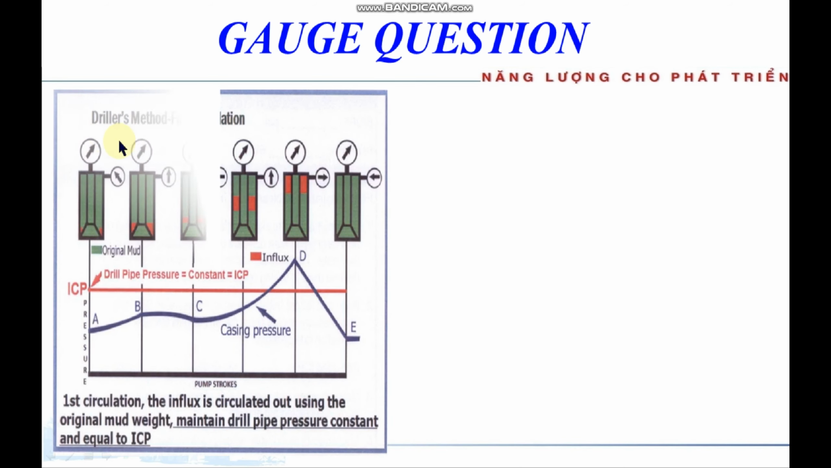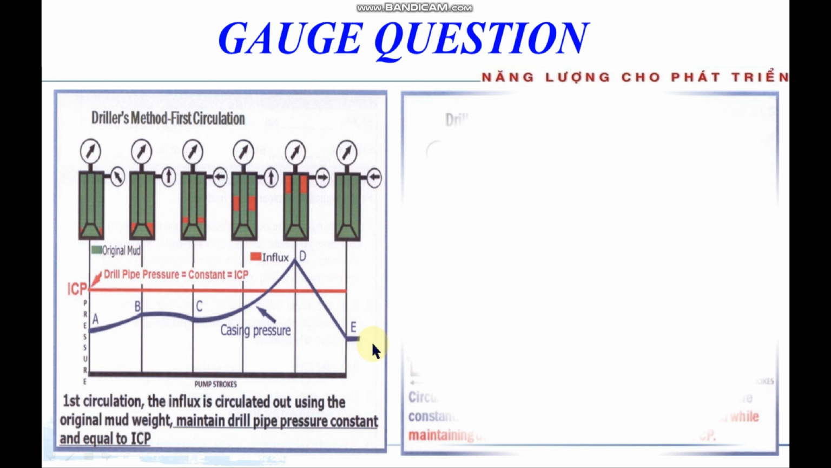Here is the first circulation of the driller's method. In the first circulation, only keep drill pipe pressure constant at ICP. Casing pressure increases until the gas reaches maximum, and comes down when the gas is venting. Remember, always keep drill pipe pressure constant for the whole circulation.